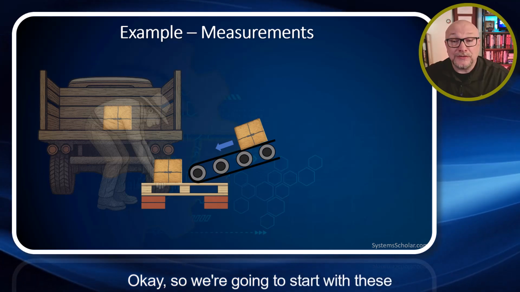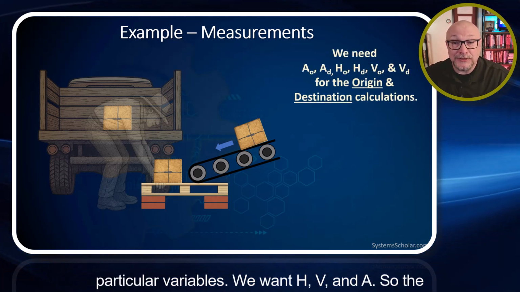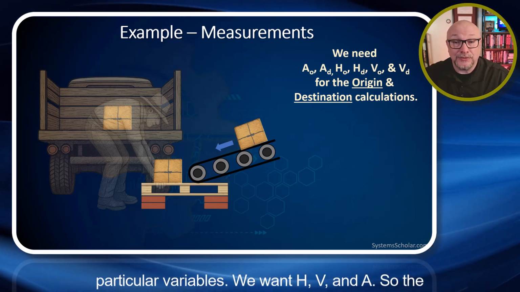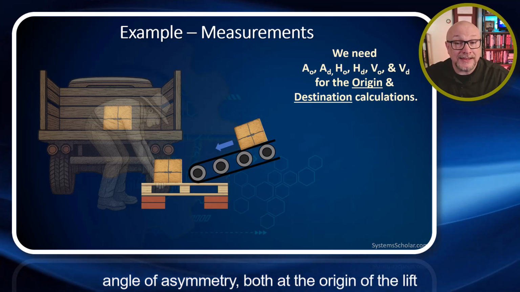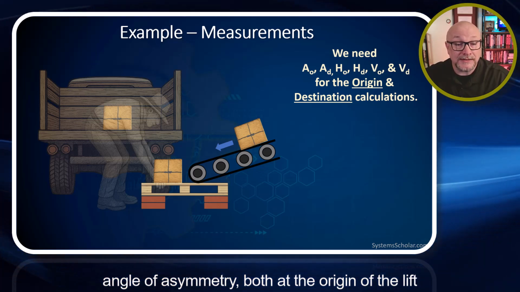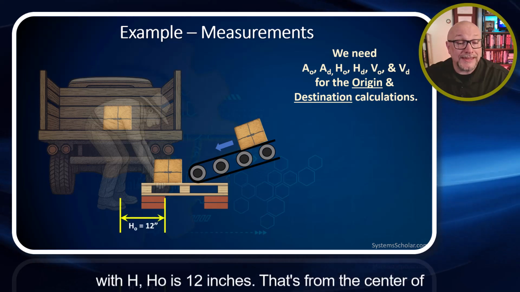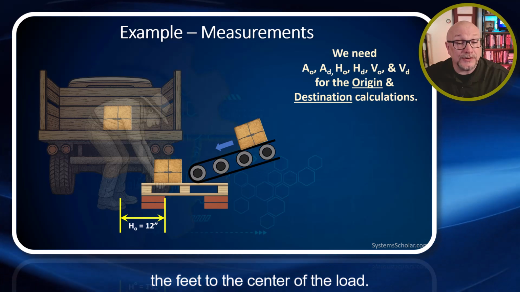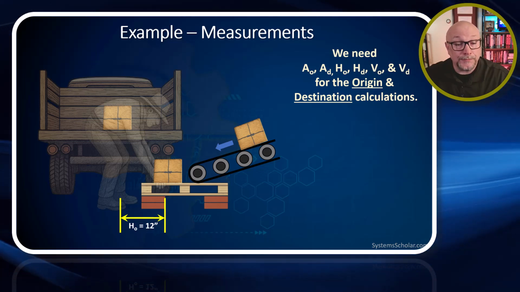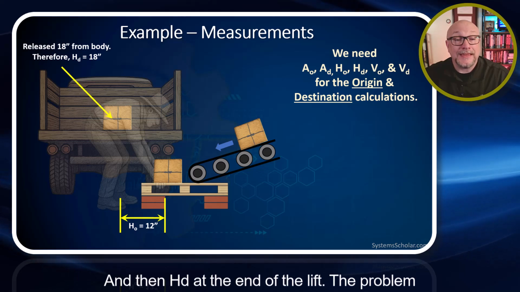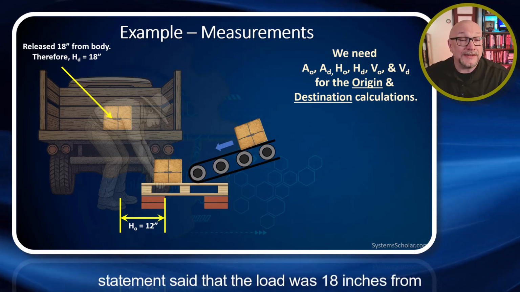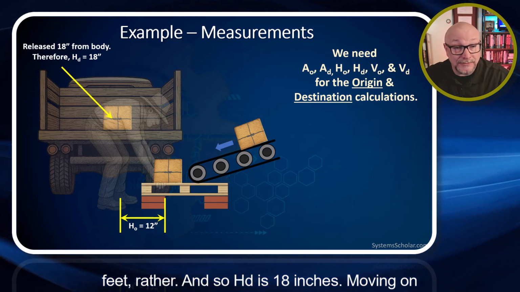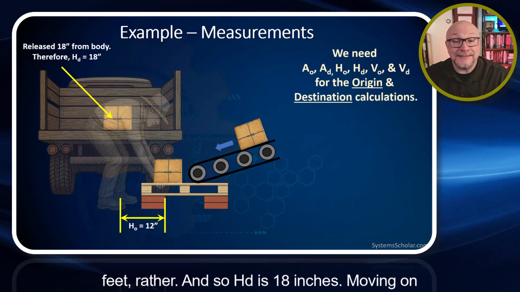Okay, so we're going to start with these particular variables. We want H, V, and A: the horizontal distance, the vertical distance, and the angle of asymmetry, both at the origin of the lift and the destination. So starting with H sub O, it is 12 inches. That's from the center of the feet to the center of the load. And then H sub D, at the end of the lift, the problem statement said that the load was 18 inches from the body, so 18 inches from the center of the feet, rather. And so H sub D is 18 inches.